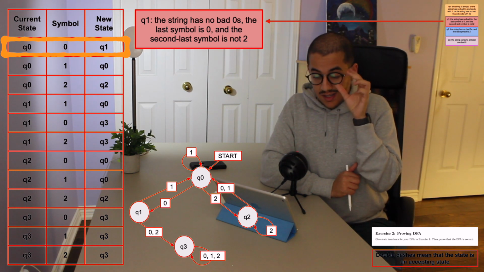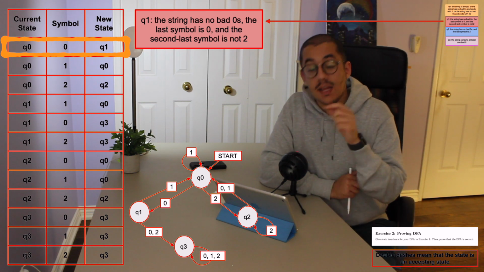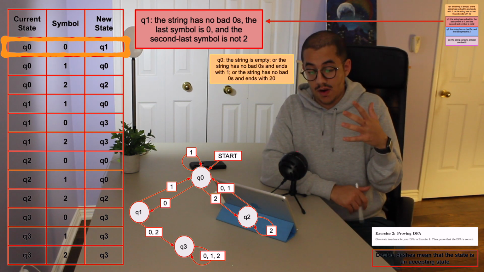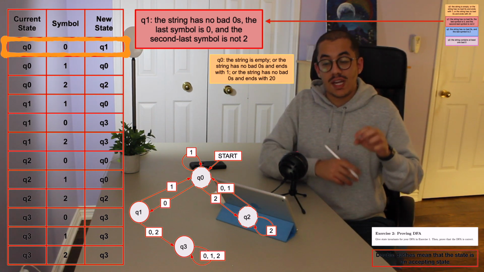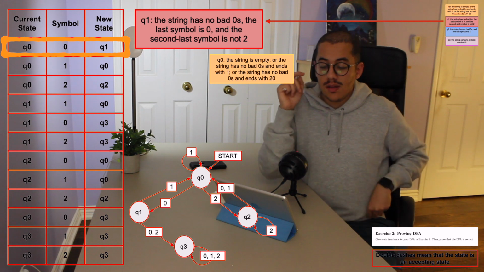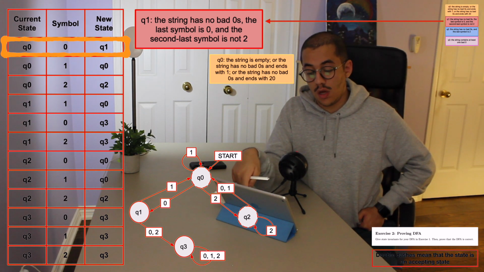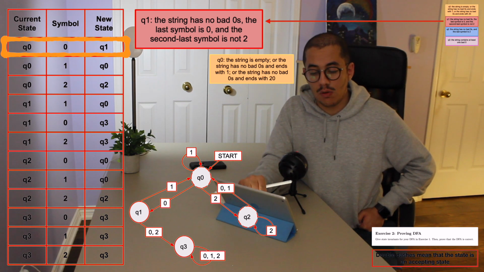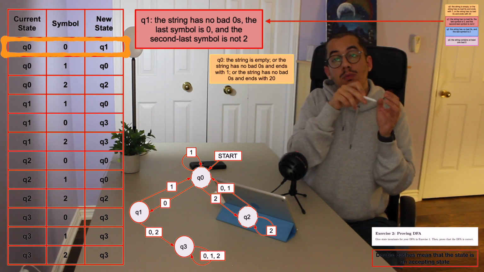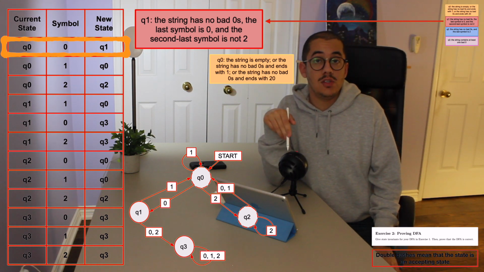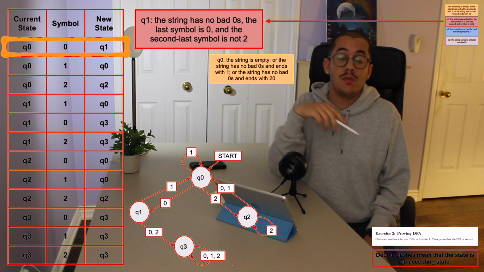Then we also require that the second last symbol is not a 2, and that follows from the Q0 invariant. And finally, we want the new string to have no bad zeros. That is also good to go, because if there is a bad zero, Q0 to Q2, because that's the only way you can come to Q1, those will take care of each other. You can't come back from Q3, so it doesn't really matter what's coming from Q3.